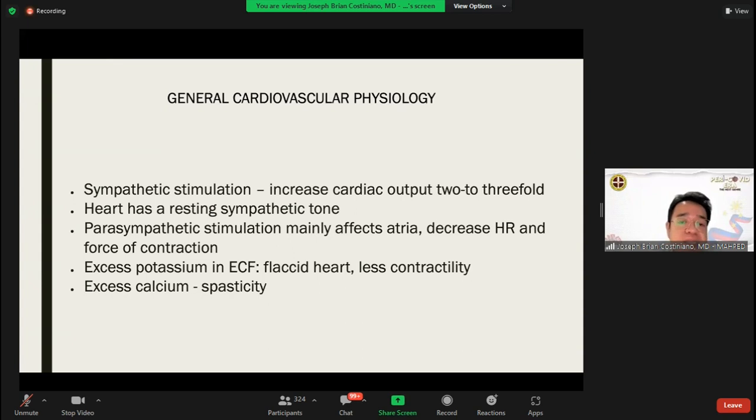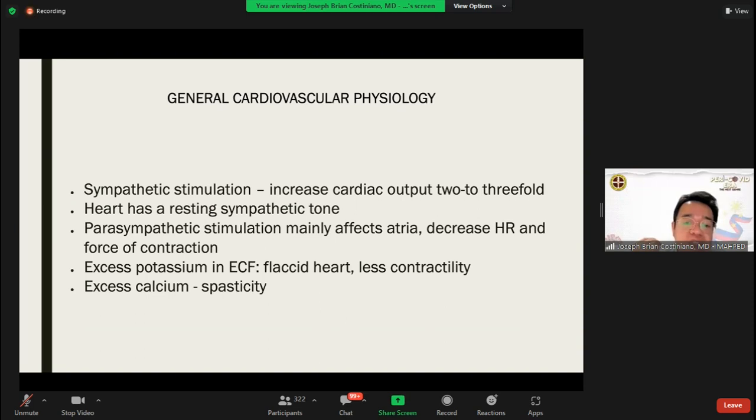Okay? So excess potassium in the ECF will cause a flaccid heart and less contractility. Meanwhile, excess calcium will produce spasticity. Okay? Spastic heart. Hypercalcemia will cause tetany. Okay? Tetany or spasticity. That's why when you have hyperkalemia, what do we do in order to stabilize the heart in cases of hyperkalemia? We give calcium gluconate.